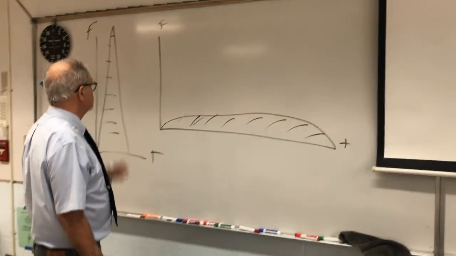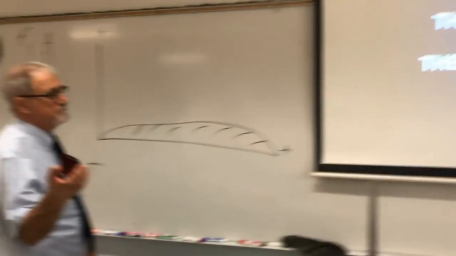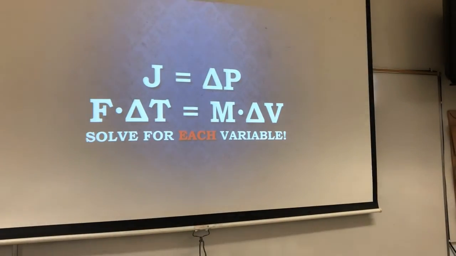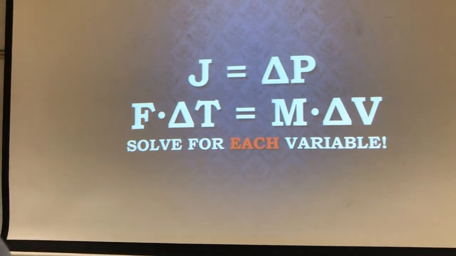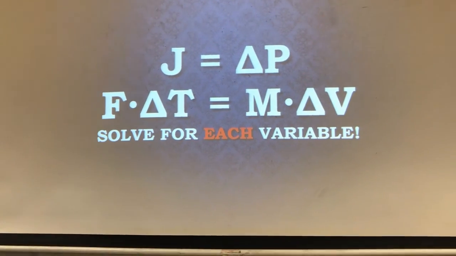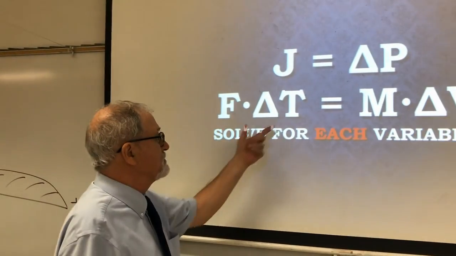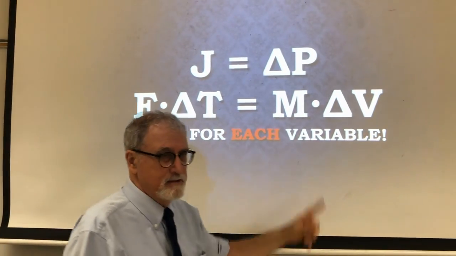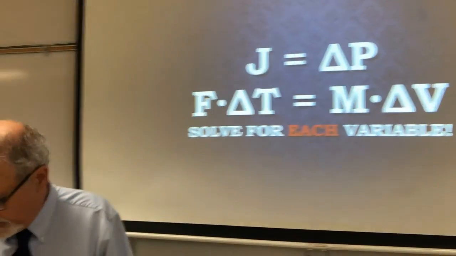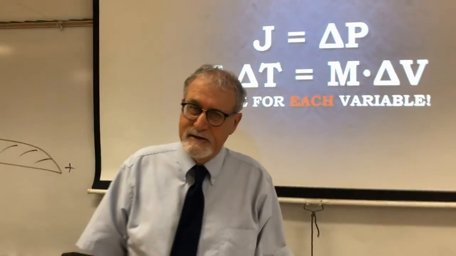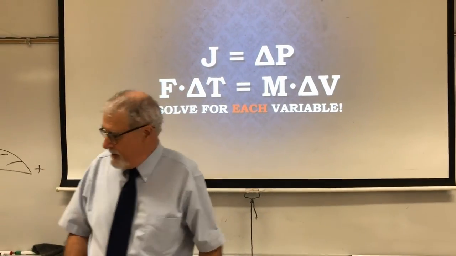Why is that? Well, it's force times time. Now this says solve for each variable. You're probably insulted by me asking you this. How would you solve this for force? Divide both sides by the change in time. How would you solve it for mass? Divide by the thing you don't want. It's a simple thing. Now, let's figure out some way to use this stuff.